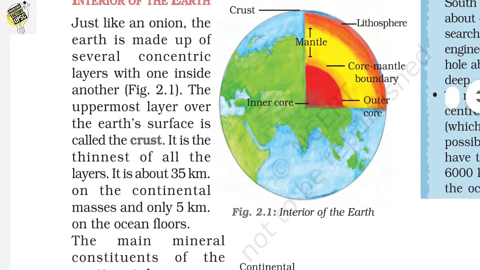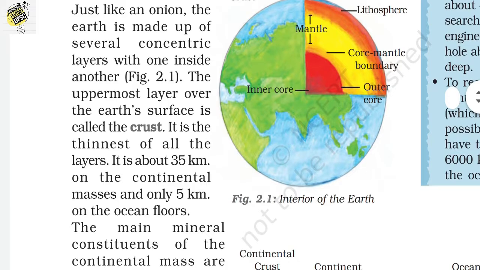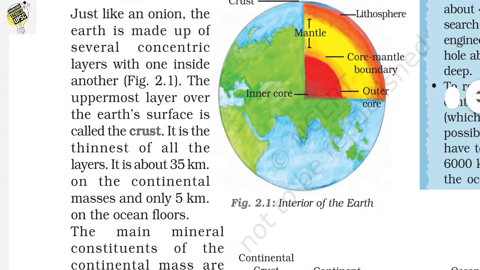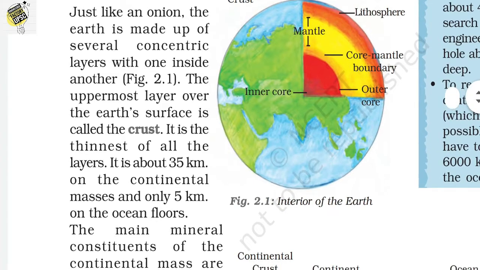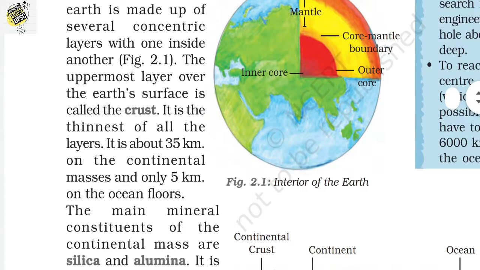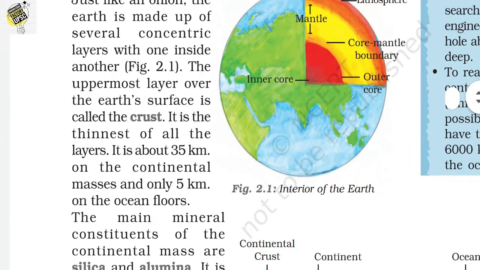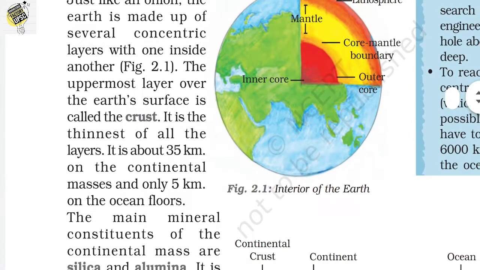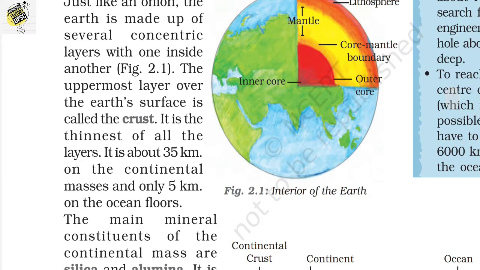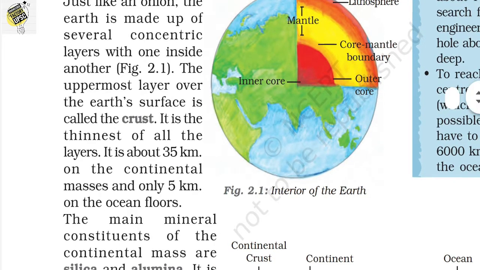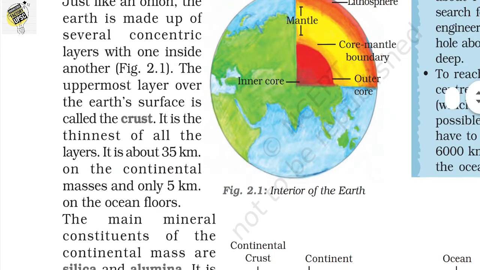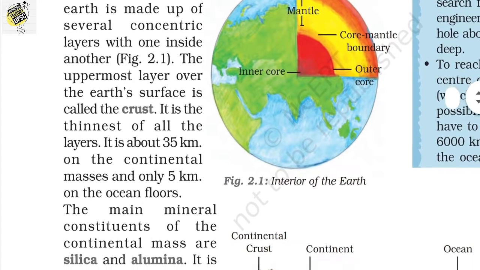Just like an onion, the earth is made up of several concentric layers, one inside another. The uppermost layer of the earth is known as the crust, and it is the thinnest of all layers. It is about 35 kilometers on the continental masses and 5 kilometers on the ocean floor.